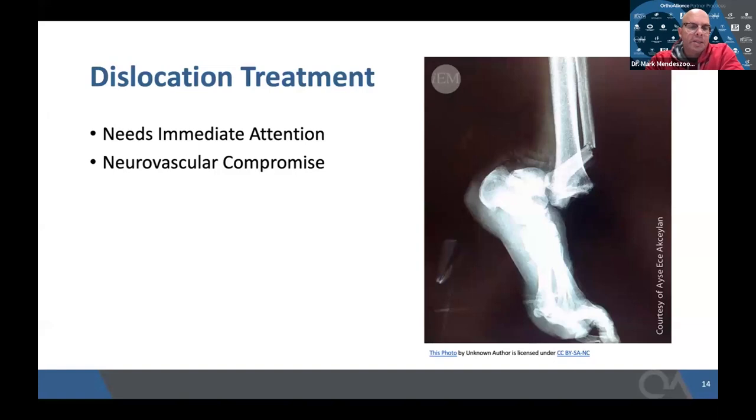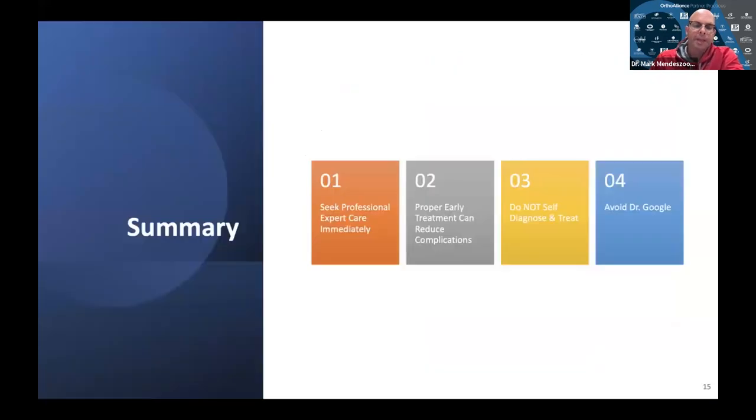Dislocation treatment needs immediate attention, and the reason being is that the blood vessels and the nerves can be compromised. And if they're compromised too long, a person can lose their foot and ankle or an extremity if something like that happens to the upper extremity. So in summary, these terms are very important to understand.